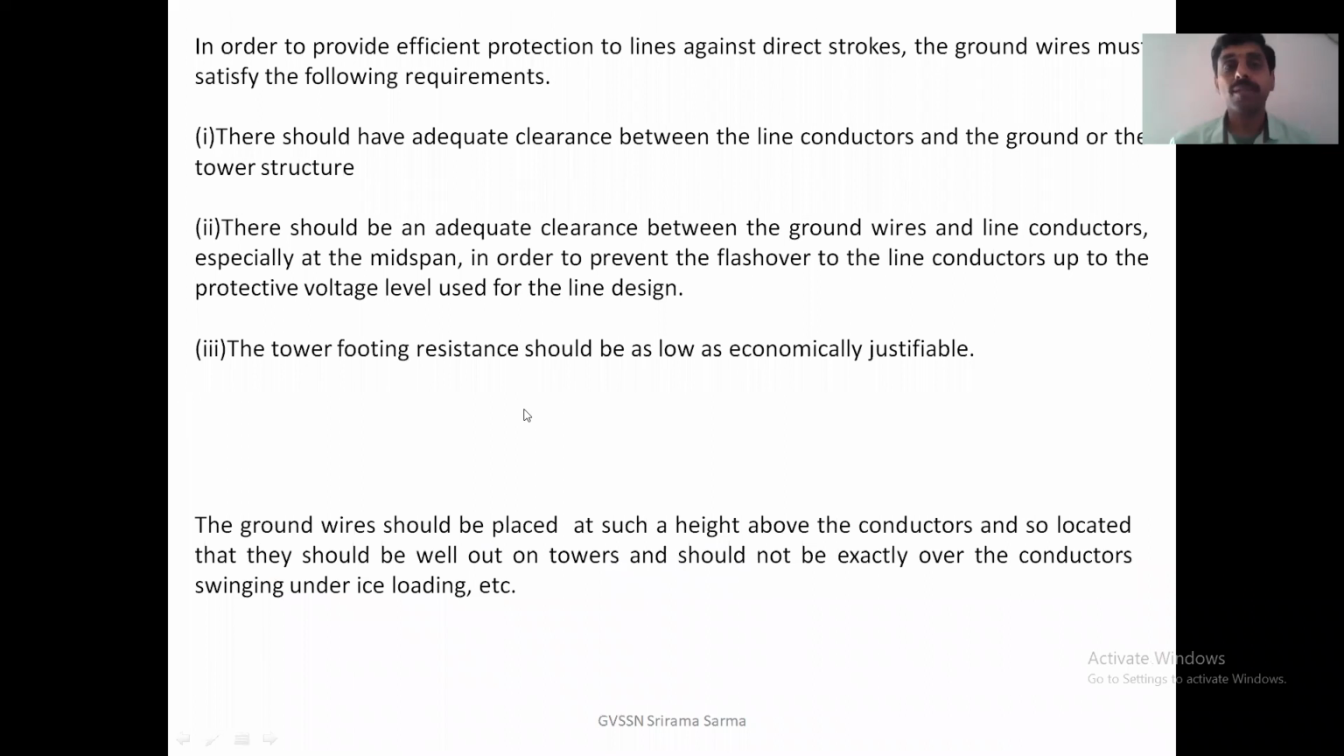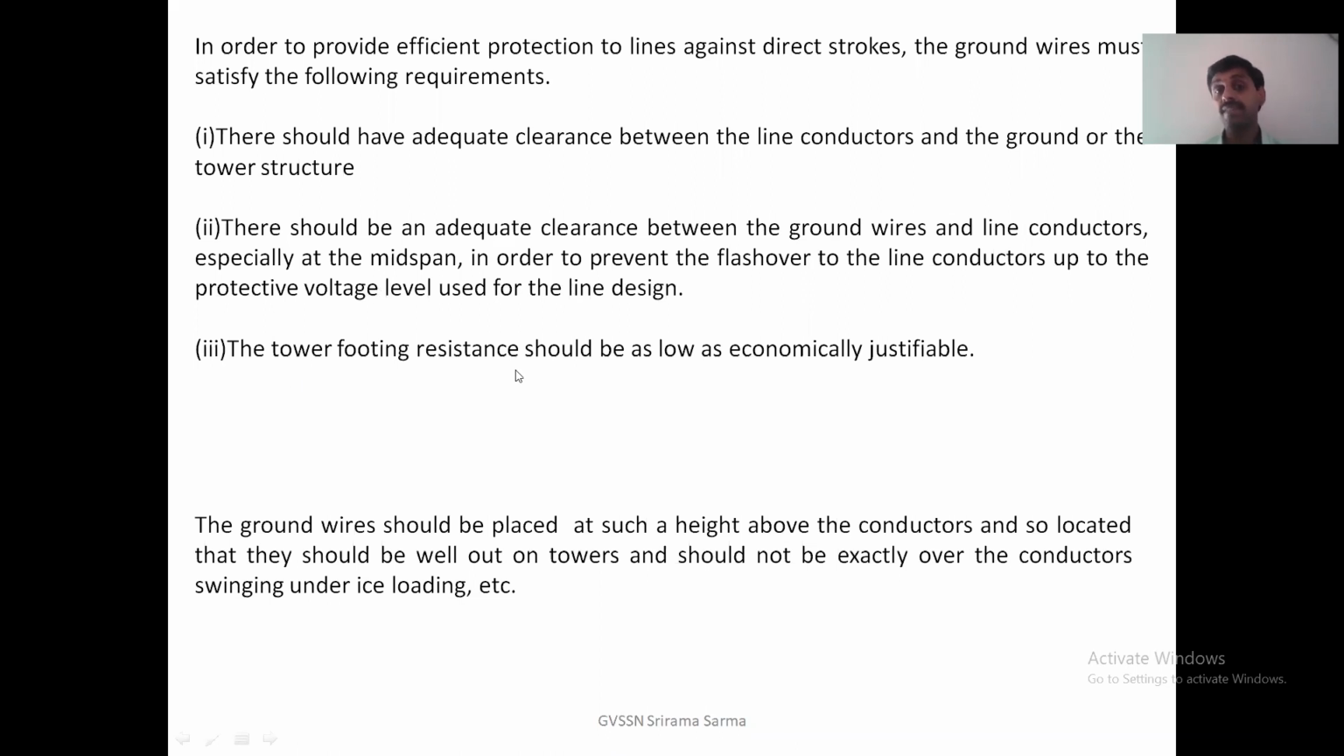So what are the main properties of these ground wires? They should provide sufficient protection to the lines against direct strokes. What are the various things they have to satisfy? There should be adequate clearance between the line conductor and the ground or the tower structure. That clearance will be given by the insulator strings. There should also be adequate clearance between the ground wire and the line conductor, especially at the mid-span, in order to prevent flashover to the line conductors up to the protective voltage level used for the line design.